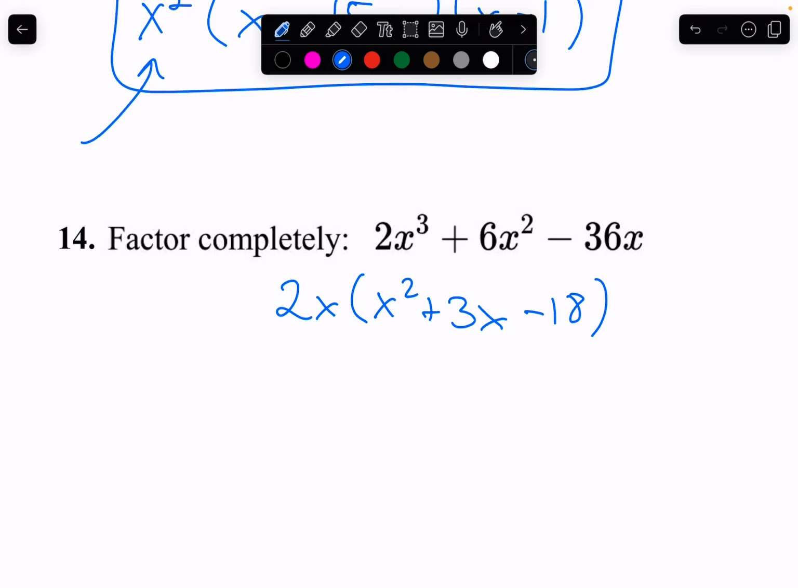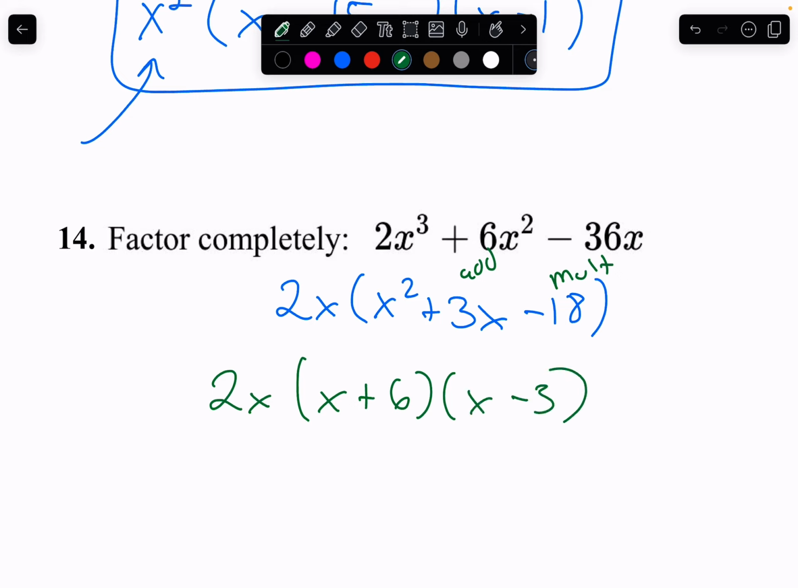All right, so now I've got to figure out what two numbers multiply to negative 18 and add to 3. Don't forget your 2x on the outside there. And I'm going to get what? This is going to be 6 and 3, right? So we're going to do x plus 6 and x minus 3.